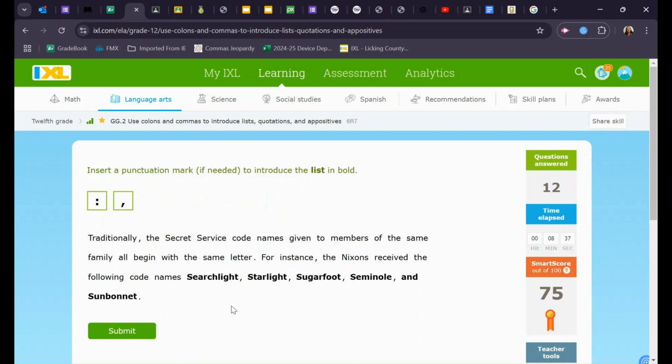Traditionally, the Secret Service code names given to members of the same family all begin with the same letter. For instance, the Nixons received the following code names: Searchlight, Starlight, Sugarfoot, Seminole, and Sunbonnet. Okay, I've got a list. Leading into that list, I've got a pause. It's coming at the end of a complete thought, or, well, at least grammatically a complete thought. So a colon makes sense here, and I can mentally put in the words, and here's what they were.